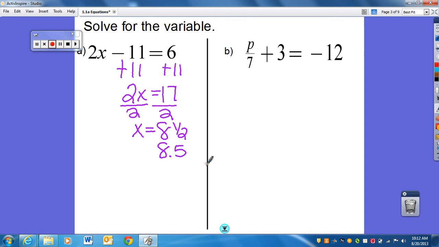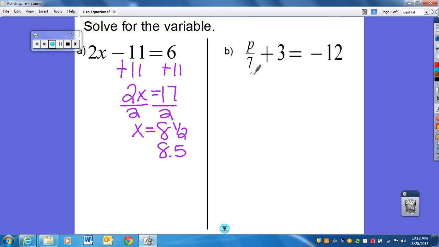The last thing you may want to do when you're solving equations is to check your answer, and we can do that by taking the 8.5 and putting it back in for x and checking our answer. So 2 times 8.5 would be 17, and 17 minus 11 is equal to 6. And that's the great thing about algebra, is we do have a guarantee that it's correct if we check our answer.